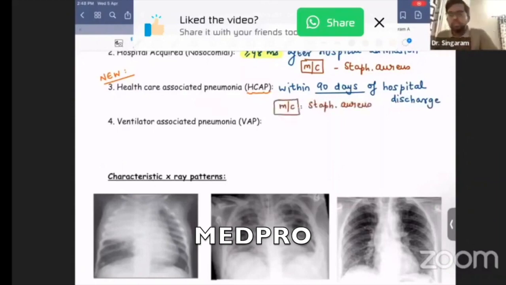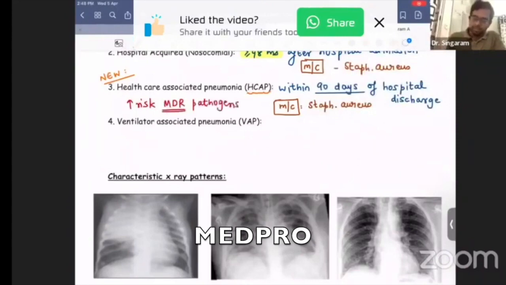Now you can ask me, why should I know about this particular term? What is the importance? Anyway, it is pneumonia, I'm going to treat it only. The point to be noted is once a patient has developed an infection after being in the hospital sometime in the past, it may be a high risk for some MDR pathogen. It is associated with increased risk of MDR pathogen. I hope you can understand what MDR stands for. It is multi-drug resistant pathogens. Very simple. Increased risk of multi-drug resistant pathogens. This is the importance. Please don't forget it. That is what I am worried about whenever I see a patient with HCAP.